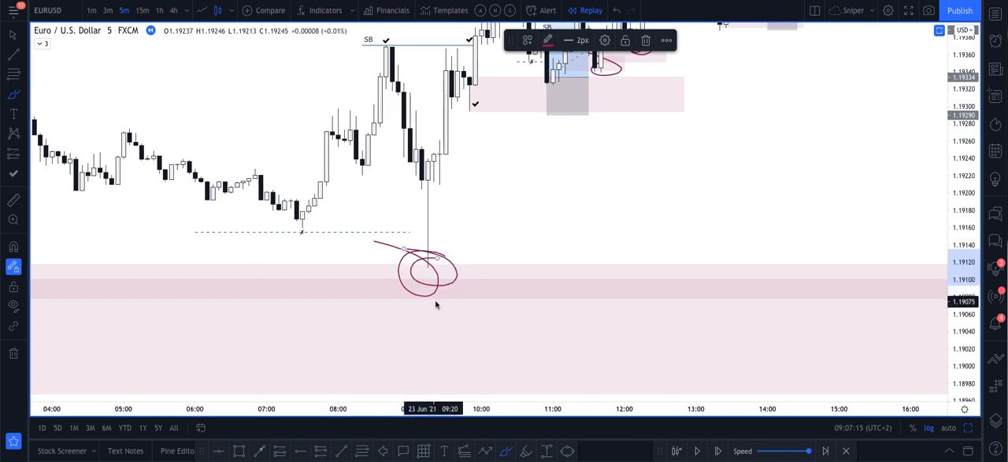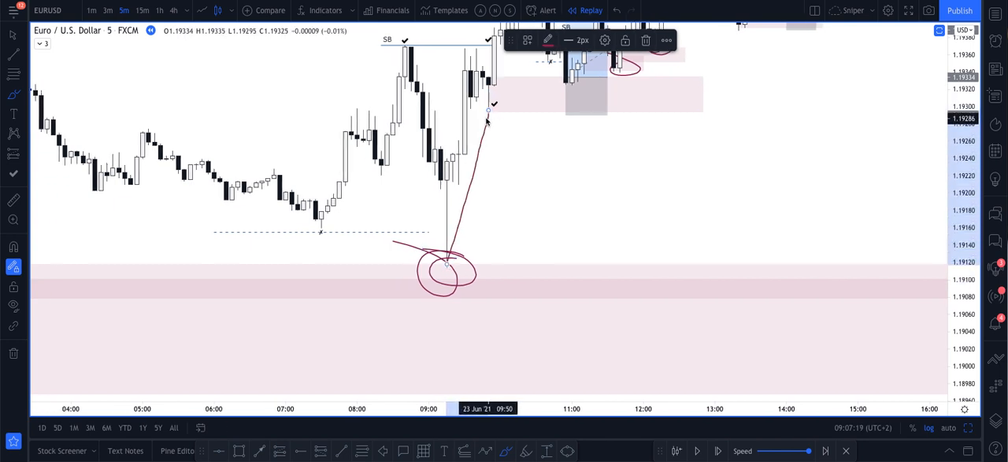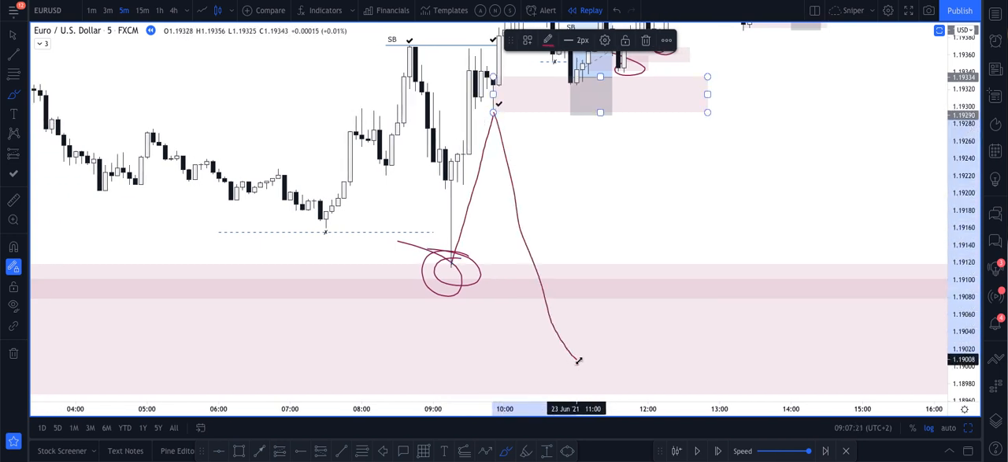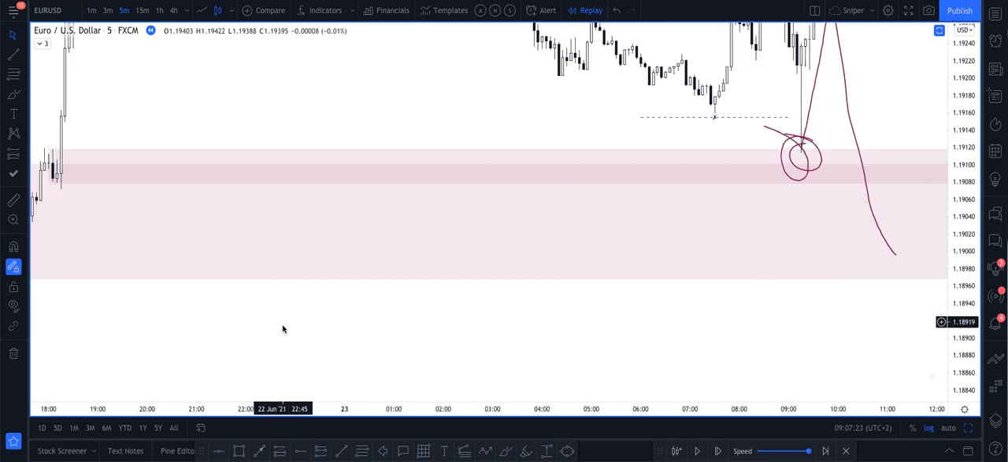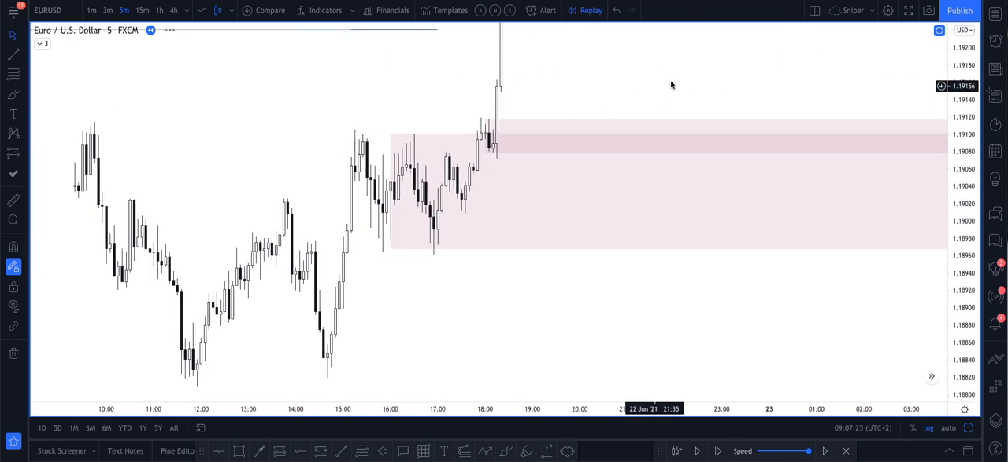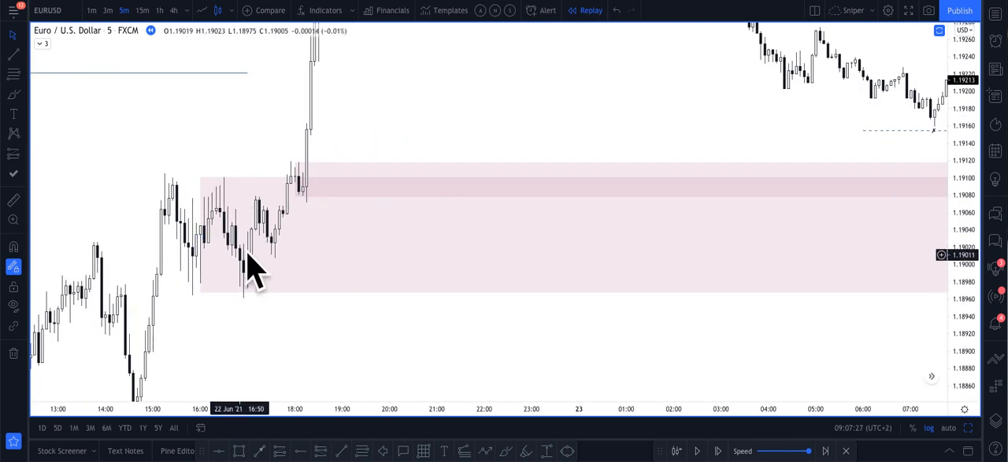You could be tapped in here. Wow, wonderful for you, you got a sniper entry, but then price pulls back. You're in profit, you're very excited, and then price just dumps further, reaching for something deeper into the zone. We don't know exactly where price is going to stop.